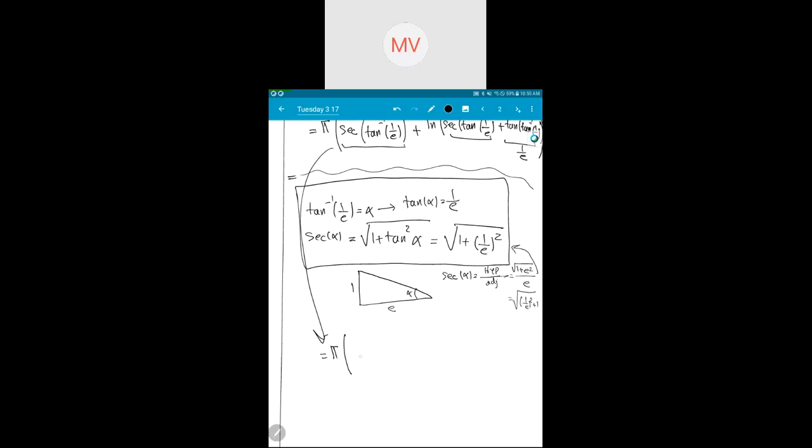Okay, so it becomes pi, and then the square root of 1 plus e squared over e plus natural log of, let's make this a bigger parenthesis, 1 plus e squared over e plus 1 over e. There you go. We did it. It's an ugly expression in terms of e. But anyway, it's very interesting. This is the surface area of that funnel.